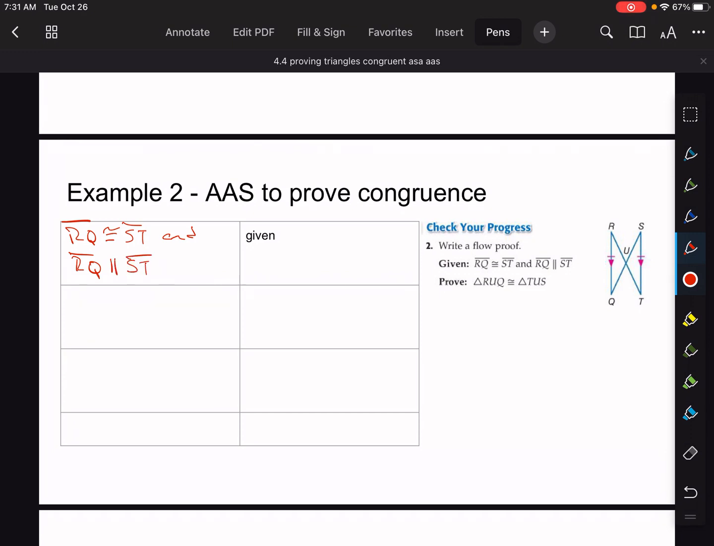Okay, so that's given. And then they mark that for us, which is nice. Okay, now what we need to do is work on, if we're going to use AAS, which you won't know in the homework which one you're going to use, so you're just trying to find angles and sides that you can say are congruent here.